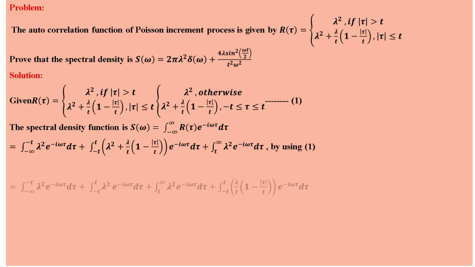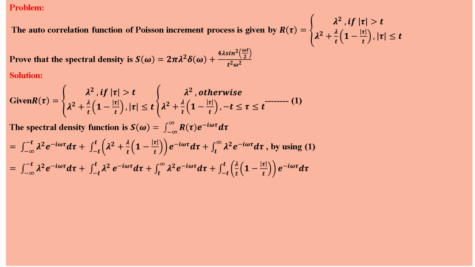So using 1, that is equal to the integral from −∞ to −T of λ² e^(−iωτ) dτ, plus the integral from −T to +T of λ² e^(−iωτ) dτ, plus the integral from T to ∞ of λ² e^(−iωτ) dτ, plus the integral from −T to +T of (λ/T)(1 − |τ|/T) e^(−iωτ) dτ.